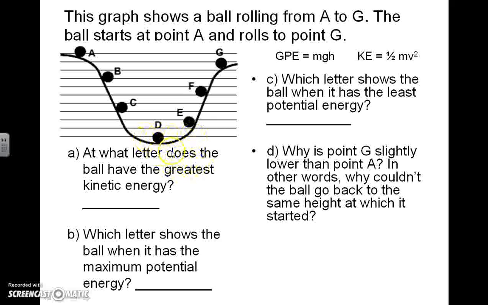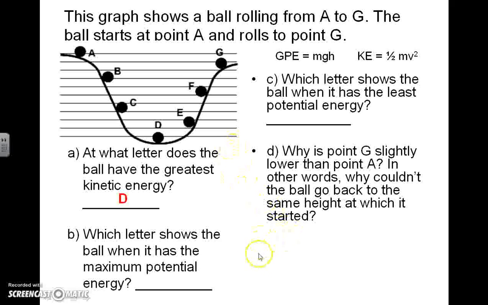And hopefully you would agree with me here that position D would make the most sense for that, since the ball is going to speed up as it comes down this slope. At this point, it is going to be traveling the fastest of any point on the screen, right? Because once it starts heading uphill again, it's going to start losing that velocity and slowing down.